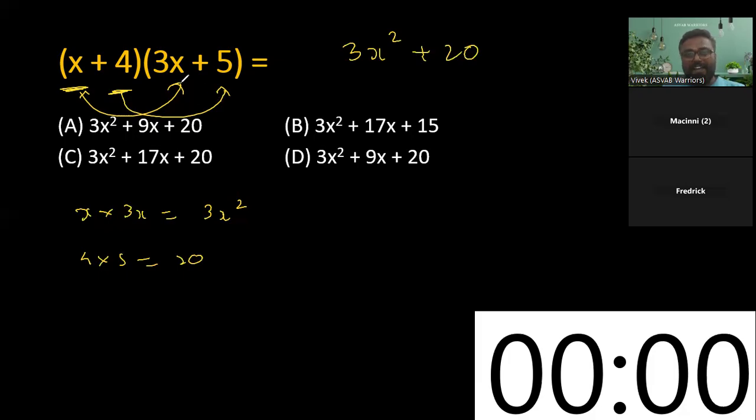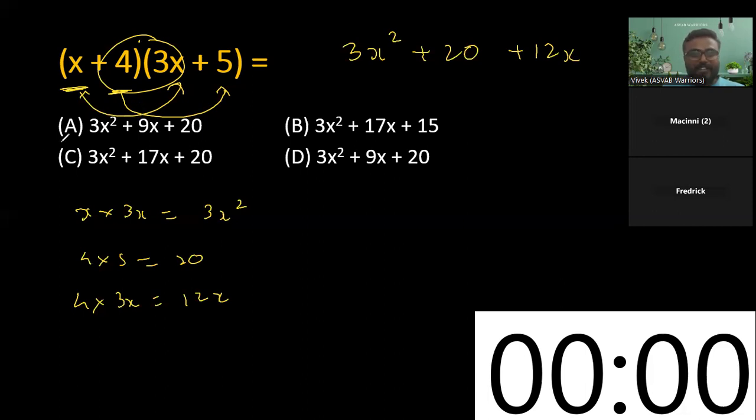Now, I is nothing but the inner terms. So 4 times 3x is nothing but 12x. So positive 12x. And L is nothing but the, oh, I took it wrong.